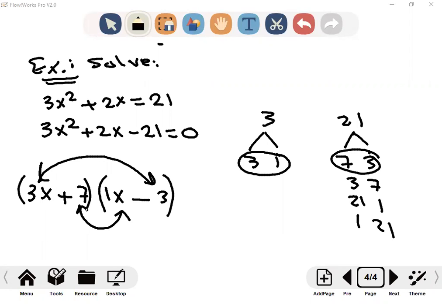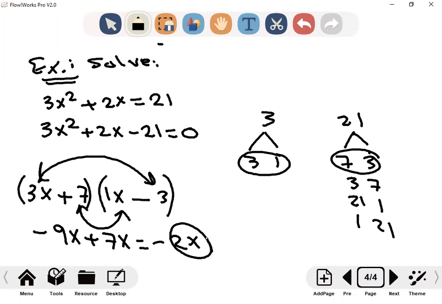Now multiply normally. 3x multiply what? Negative 3. 3x multiply negative 3, negative 9x. 7 multiply 1x, plus 7x. Negative 9x plus 7x, negative 2.